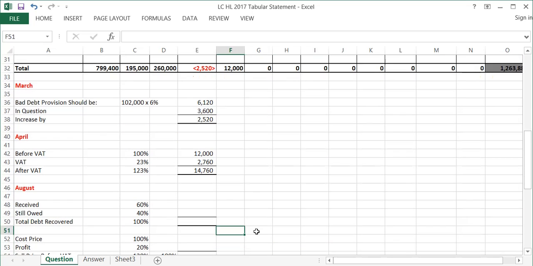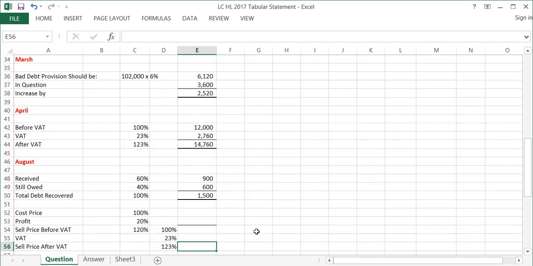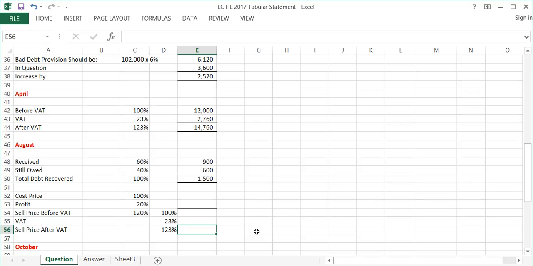So if we go down here, the first thing that's going on here is a bad debt recovered. So what did we receive? We received €900, which was 60%. So the full amount he would have owed us would have been 900 divided by 60 multiplied by 100, which is 1,500. So we're still owed the difference of 600. Now, because he's going to pay us back, we sold him goods. So there was a markup on those goods, and then there was VAT. So the 369 is the very end total of the whole lot. That's the selling price after VAT.